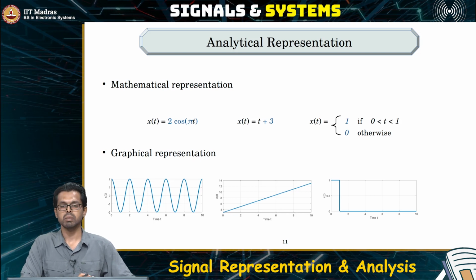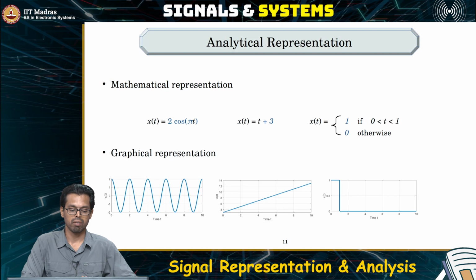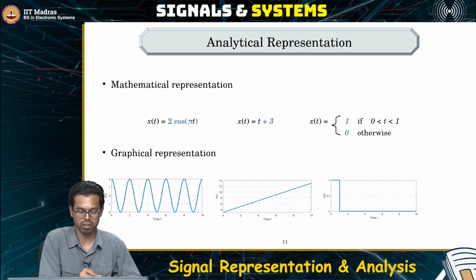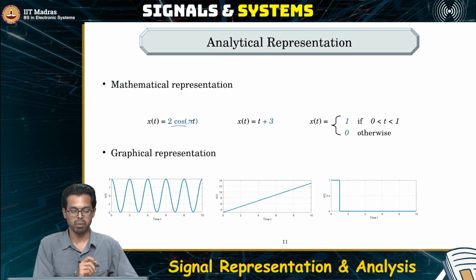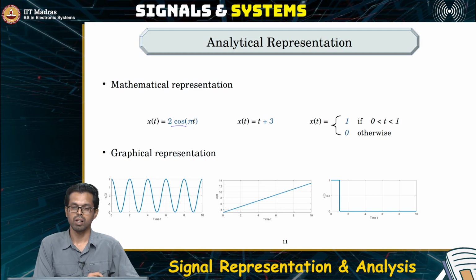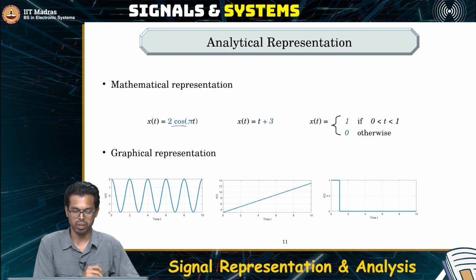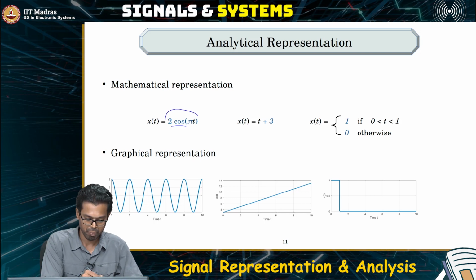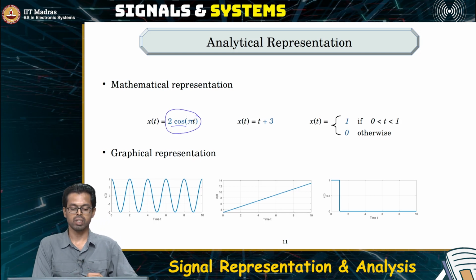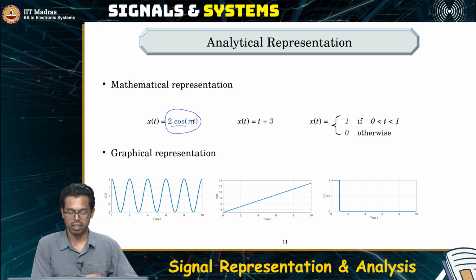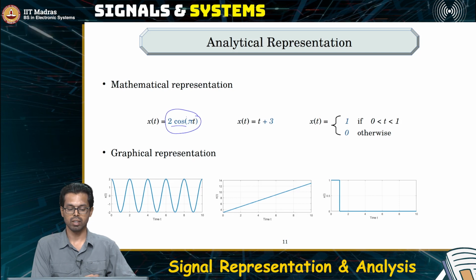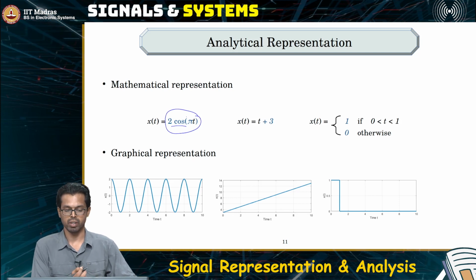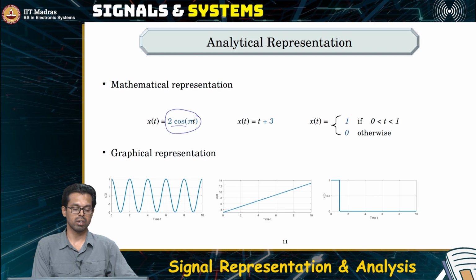A very simple example: let's say I have a sinusoid. What is a sinusoid? It's something like a cosine signal. I can model that mathematically using some equations. I have written here an equation. As you can see, we have written this entire signal as a function of time. Remember, we said that a signal is nothing but a function of some independent variable, and we are fixing time as our independent variable.